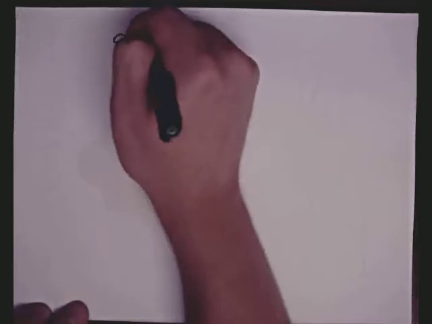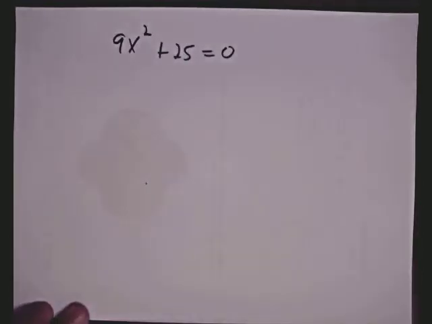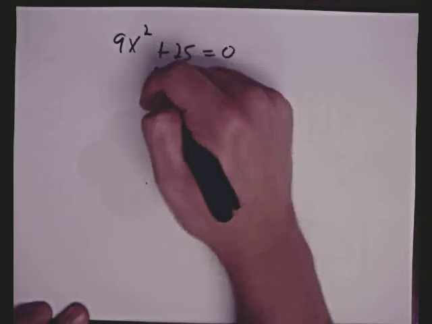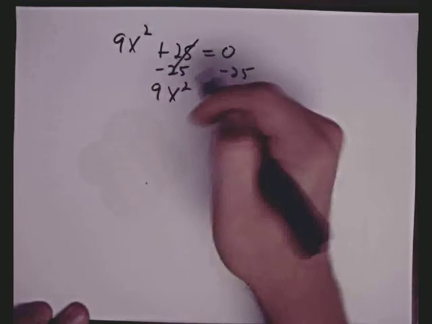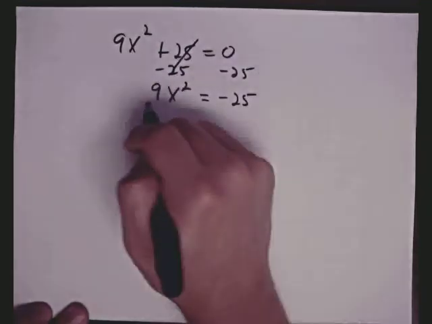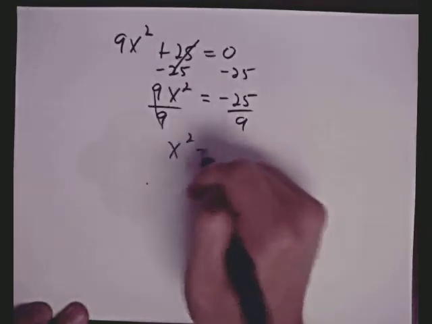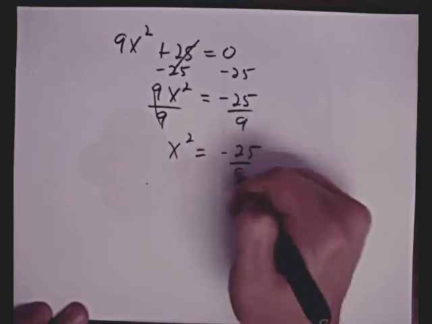Example 4b: 9x squared plus 25 equals 0. If I solve this for x, again, we can use this method because there's no x term. So we want to get x squared alone first. Subtract 25 on both sides, giving 9x squared equals negative 25. Then divide by 9. X squared equals negative 25 ninths.